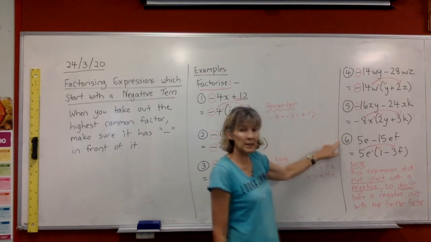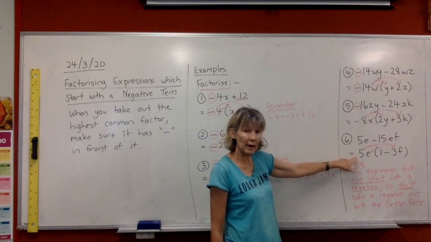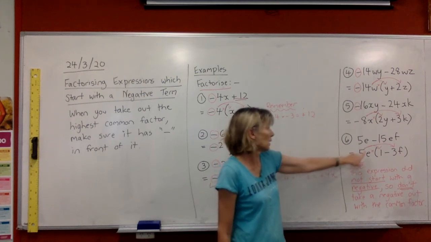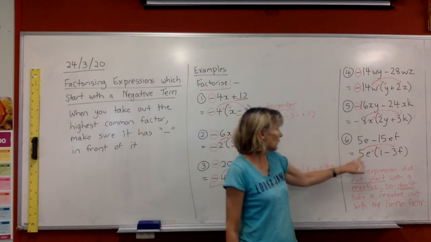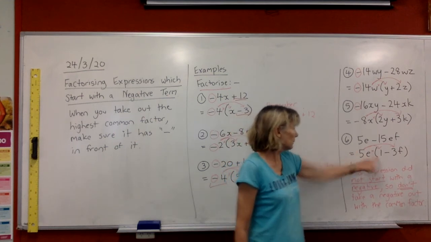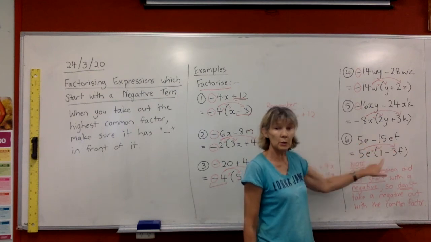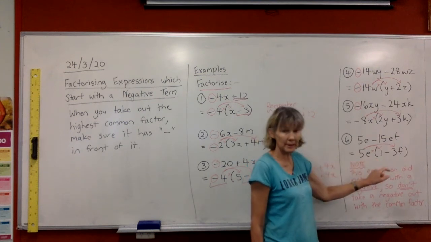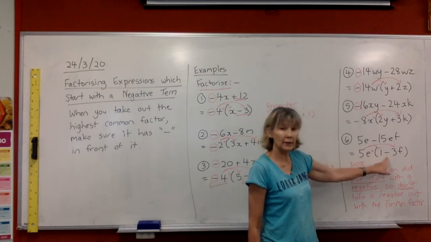Down here in number 6, this one didn't start with a negative, so we don't take a negative out. I've just thrown that one in just to make sure you understand that. Our highest common factor is 5. We also have a common letter e. We're taking that out. And we're left with, inside, 1, because 5e times what gives you 5e? It would just be a 1. You've always got to make sure that if it starts with 2 terms, you have 2 terms in the bracket. And then if we take out the 5e, you have a minus left here.